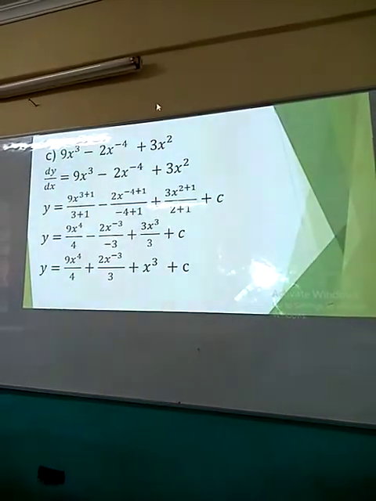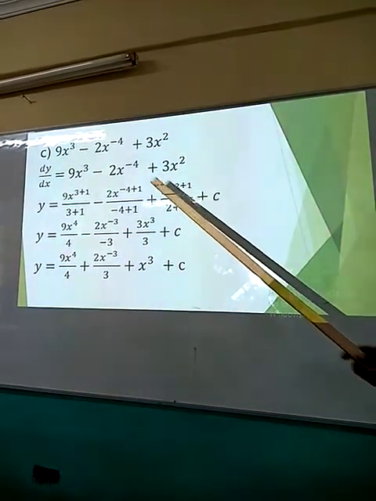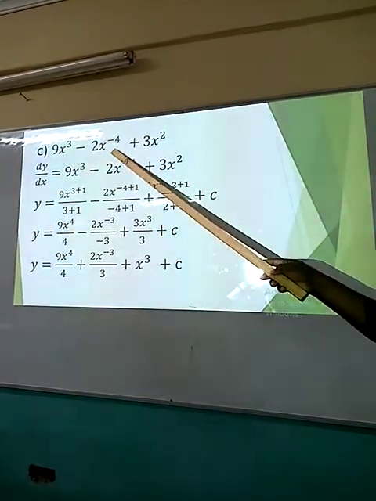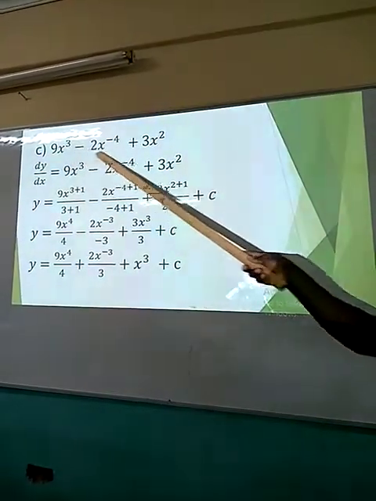Next example, we are now moving to many terms. You can see now we have 3 terms. We have a derived function that has 3 terms.